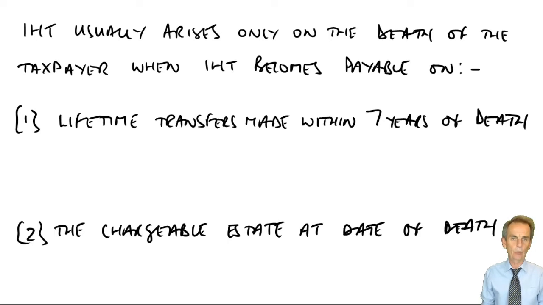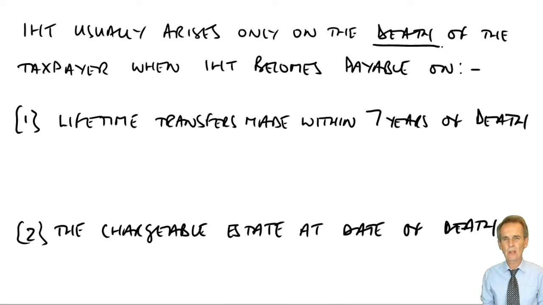The first point that we saw was that IHT usually arises just in one circumstance. Now, I'm not saying here that it always, but that it usually arises only on the death of the taxpayer. And at that point, IHT became payable not just on one transfer, the content of the chargeable estate at death, what the individual still owned in net asset value terms at the date of death.